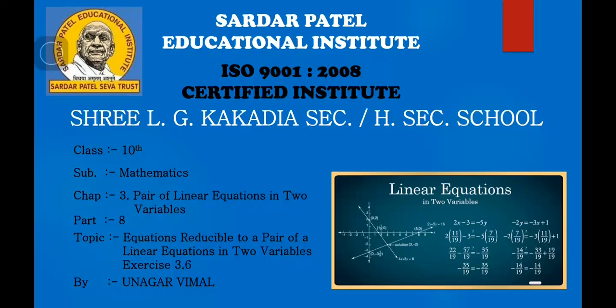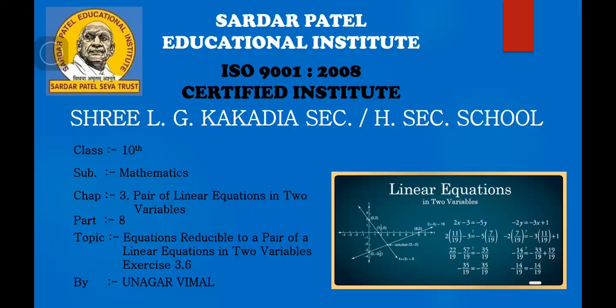Good morning, student. Here we have started chapter number 3, a pair of linear equations in two variables, and it is part number 8. In this chapter, we have studied many different methods to find the solution of linear equations. Now, if the equation is given in a complicated form, how can we convert it into a simple form so that we can find the solution of the given linear equation?